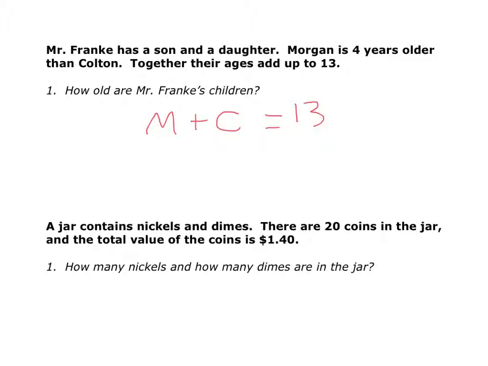And the other equation, it says Morgan is 4 years older than Colton. So we can say that if you have Colton, you know you have to add 4 more years in order to equal Morgan. Okay, so let's go ahead and solve this. We know that Morgan equals C plus 4, so we can plug that in and use it by substitution. So let's take this and plug it in for M on the other equation. So instead of M plus C equals 13, we have C plus 4 plus C equals 13.